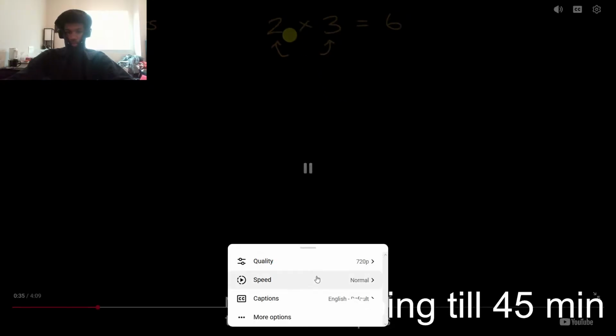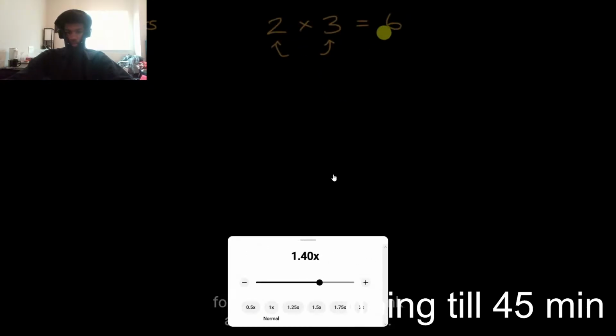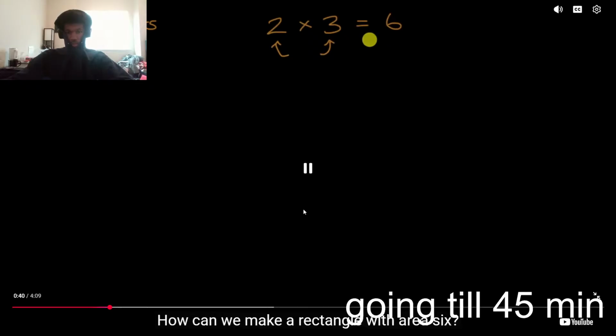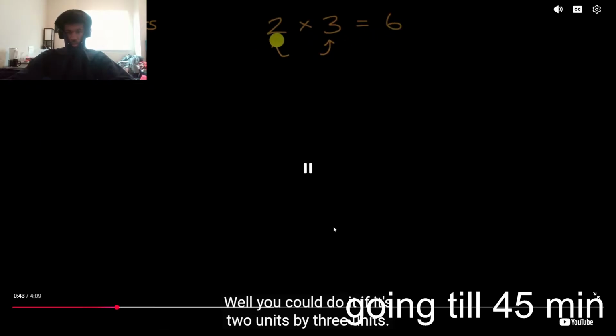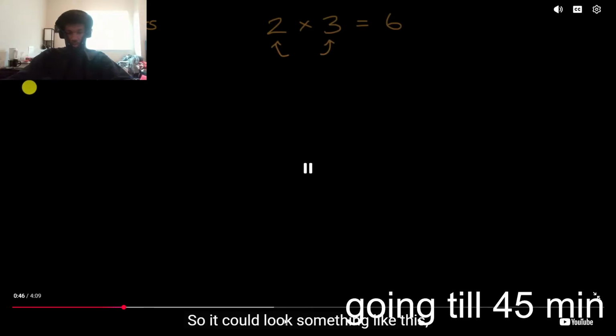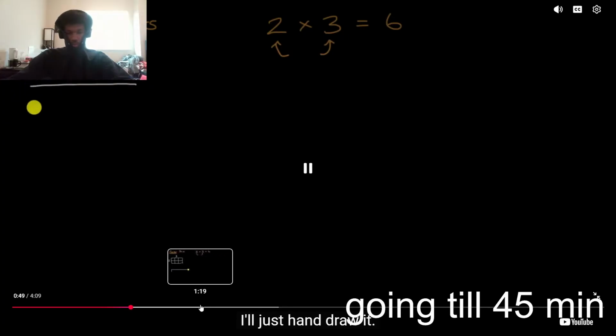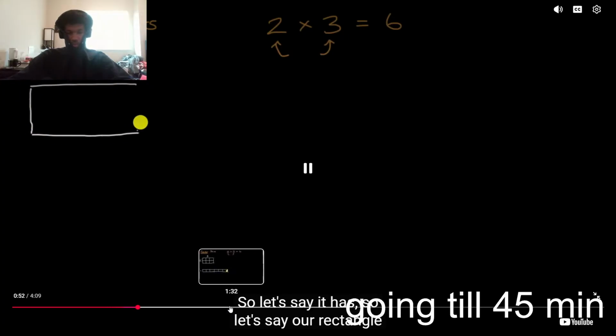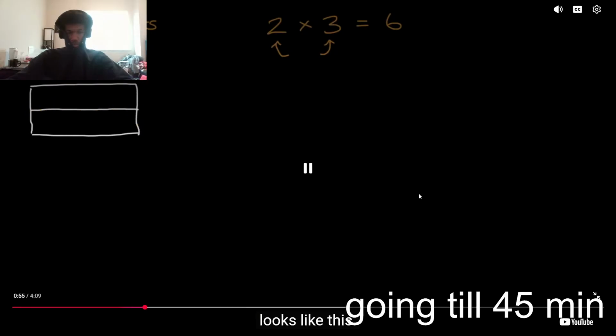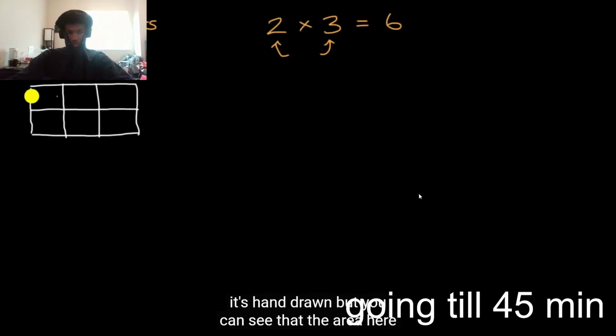Now, to think about all of the different factor pairs for a number, we could think about it in terms of area. How can we make a rectangle with area 6? Well, you could do it if it's 2 units by 3 units, so it could look something like this. I'll just hand draw it. So let's say our rectangle looks like this. So it has 2 rows and then 3 columns, and let's say these all have equal area. It's hand-drawn, but you can see that the area here would be 2 times 3, which would be equal to 6 square units.